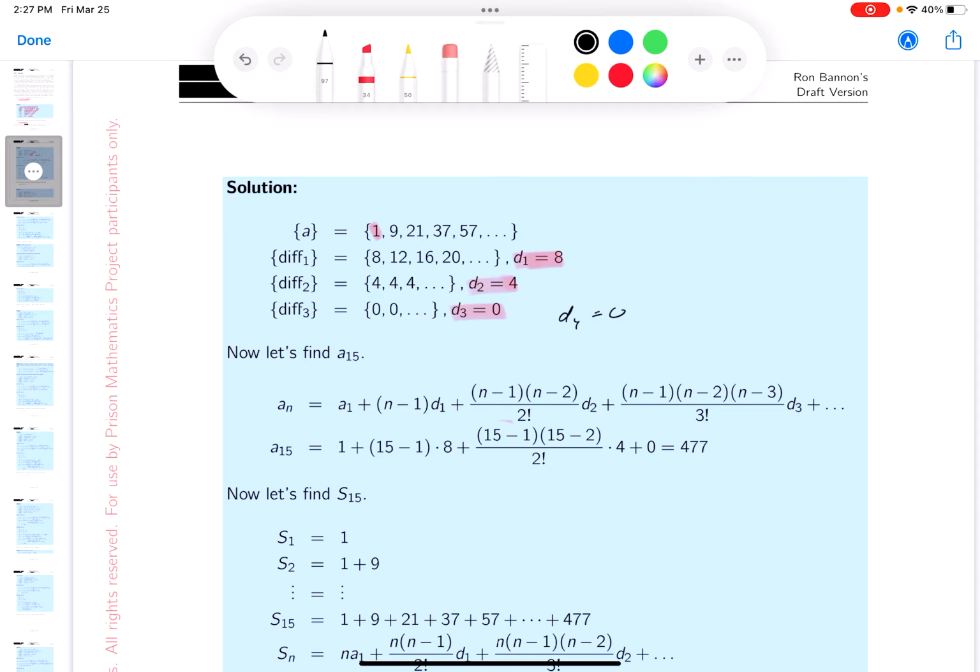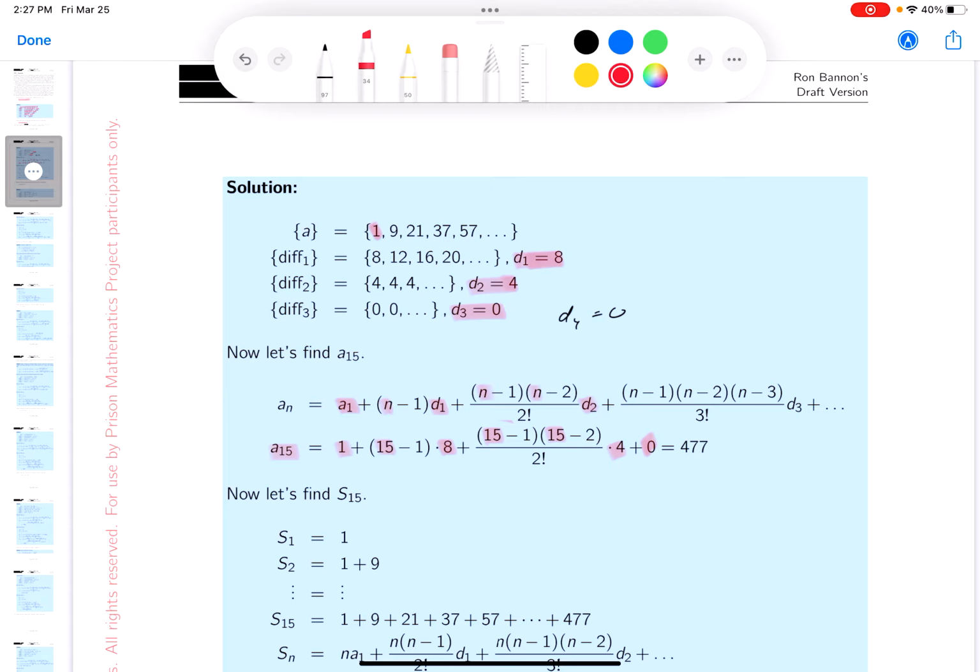So what do we do? We write it down. A15. Wherever I see n, I'm going to put 15 down. All right. D1 is 8. A1 is 1. And we got it. Oh, I'm sorry, I didn't put D2 down. D2 is 4. All right, everything after that's going to be 0.